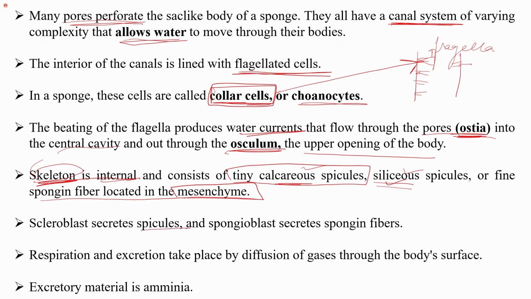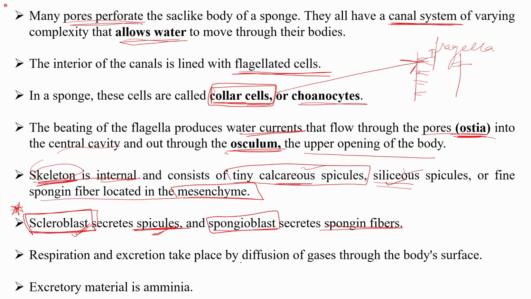Scleroblasts secrete spicules. So these spicules are secreted by the cells called scleroblasts. You can learn this also: as I mentioned, in these animals different cells perform different functions. Scleroblasts are the cells that secrete the spicules, and spongioblasts secrete the spongin fibers. Right?